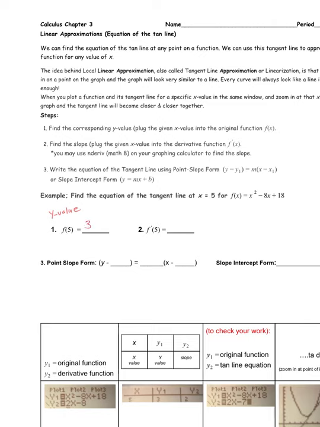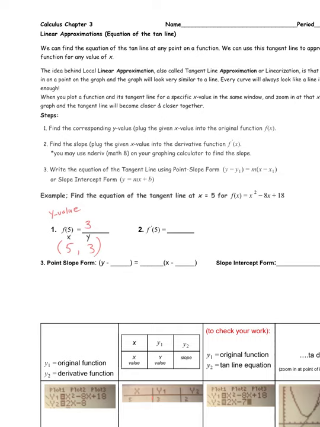So that gives us the point (5, 3). 5 is our x value that was given to us. Y is 3. That's what happened when we plug 5 into the function. The easiest way to do that is just use your calculator. Go right here and plug in the original function, x squared minus 8x plus 8. When I start my table at 5, there's my y value right here.